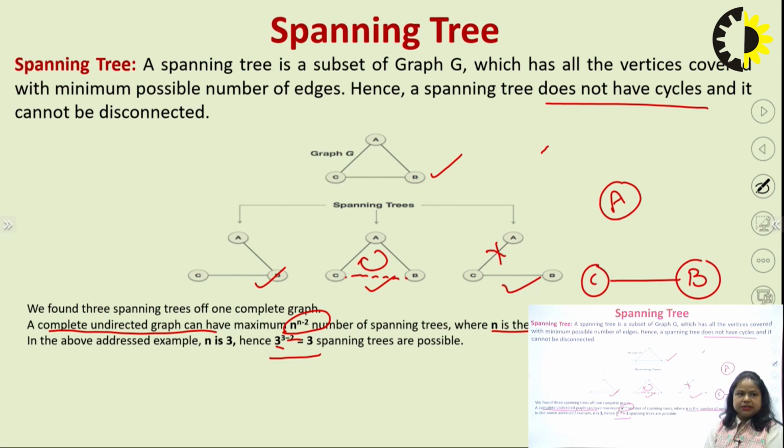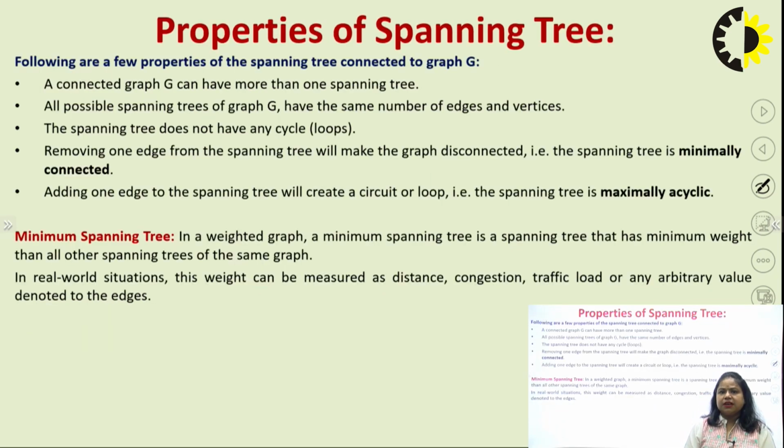From a cycle means from where we have begun, we have to come back to that same destination. It is called a maximal acyclic. Now, what is the minimum spanning tree?